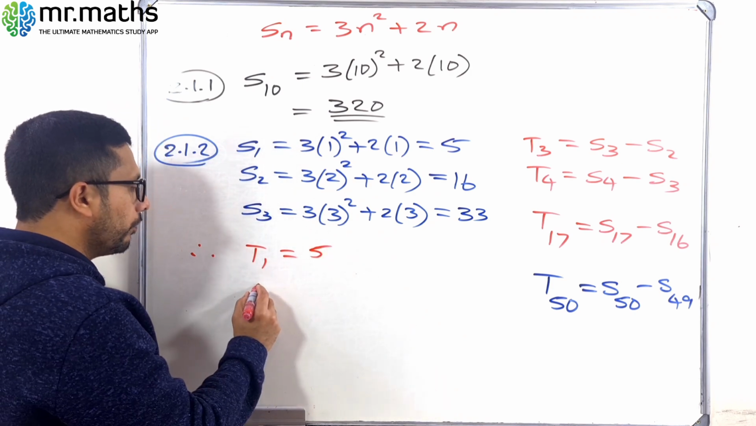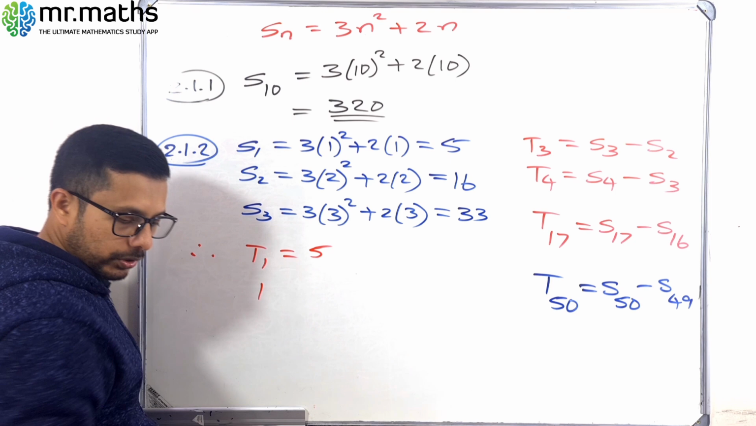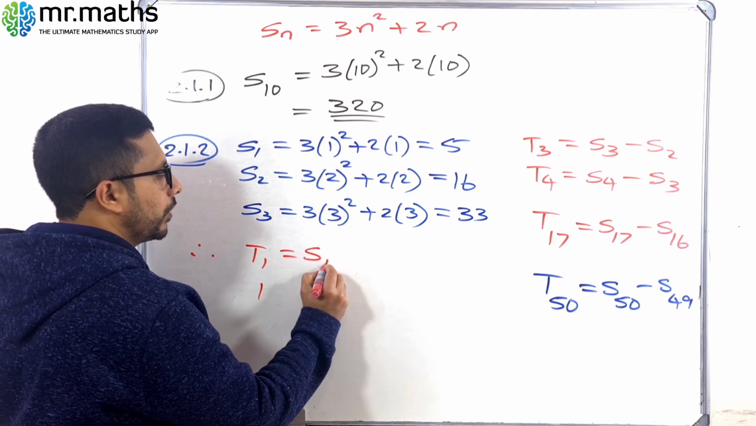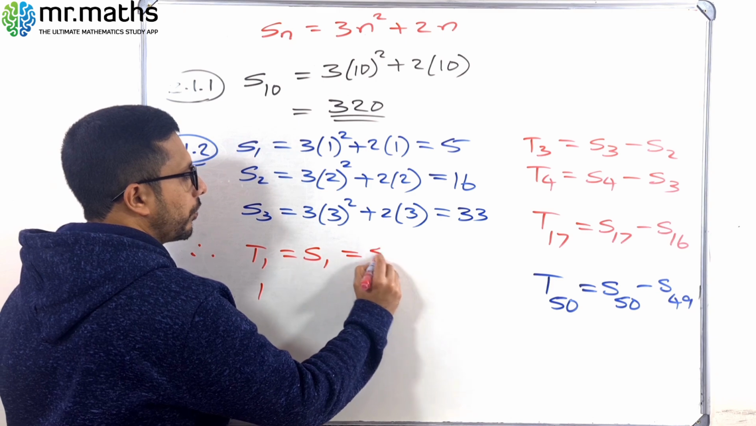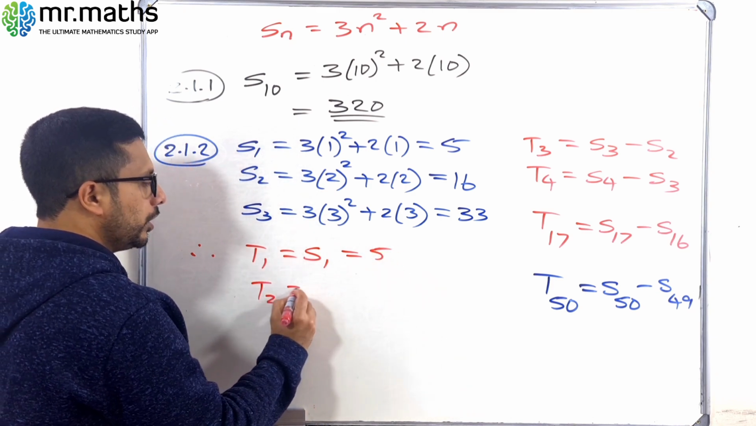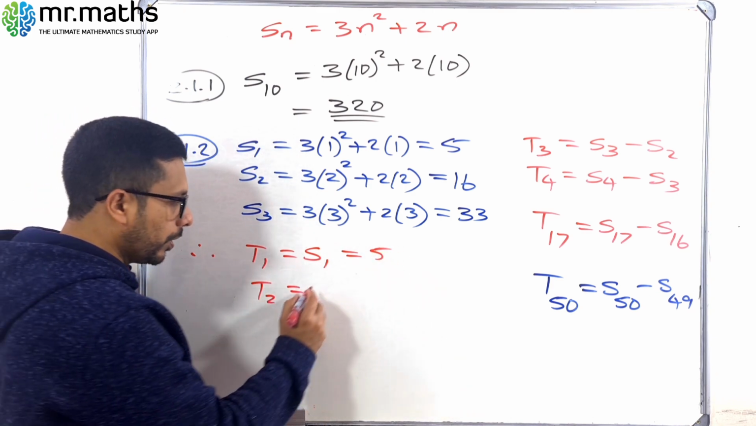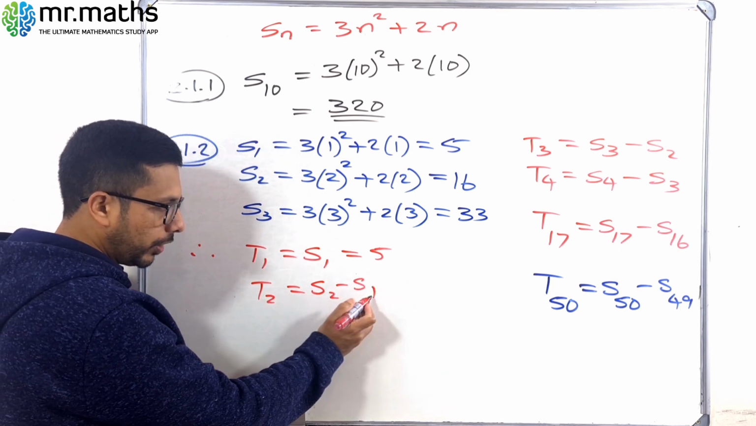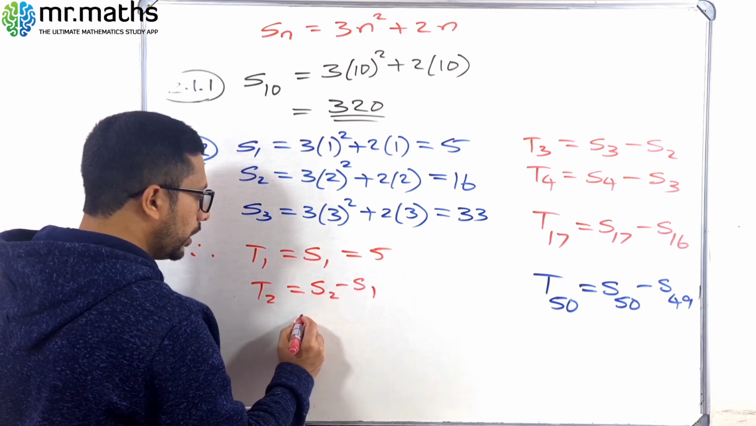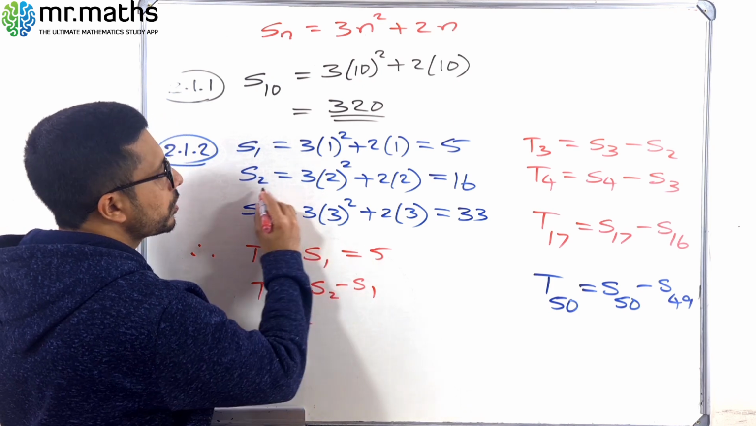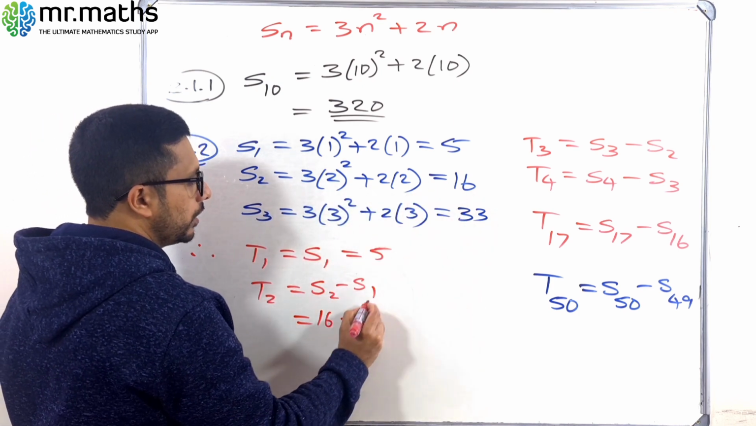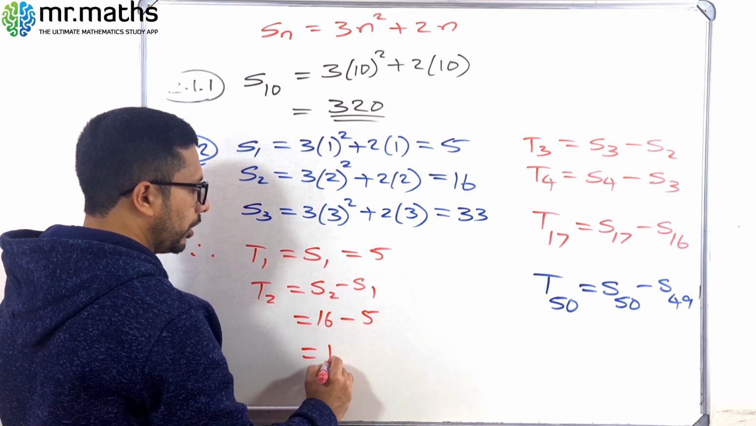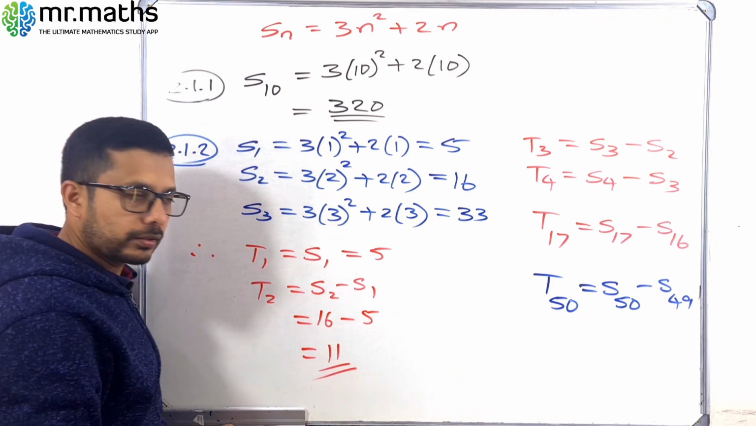Then what is S2? So let me write it here like this. T1 is the same as S1, sum of the first term, that is 5. Then how can I find T2? I already told you, S2 minus S1, 1 less than that one. So here this is S2. What is S2? 16, minus S1, that is 5. So 16 minus 5 is 11.